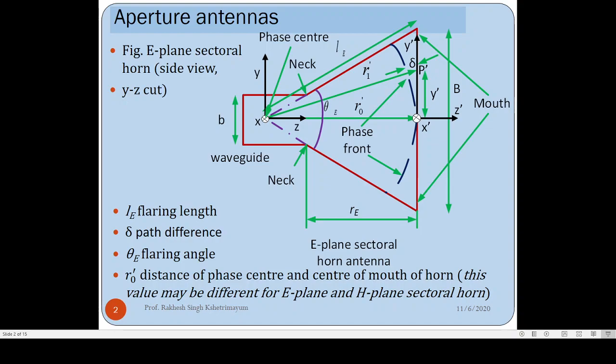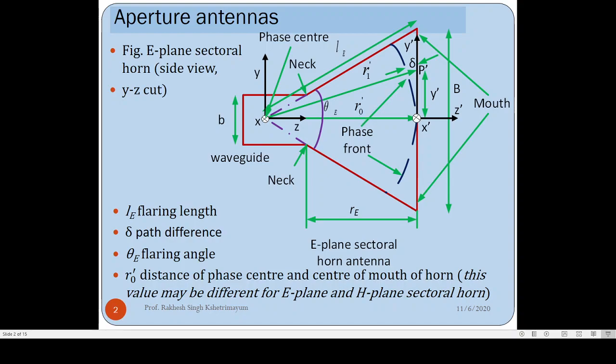As usual, there are two coordinate systems here. This is the y-axis, this is the x-axis which is going into the computer screen, and this is the z-axis. Similarly, this is x dash, y dash, z dash, and this distance is y dash. Let's consider any position P dash in the mouth of the horn antenna. Now this distance would be y dash from the origin of the prime coordinate system. This is the face front, and this length from the face center to the center of the mouth of the horn antenna will still be denoted by R0 dash.